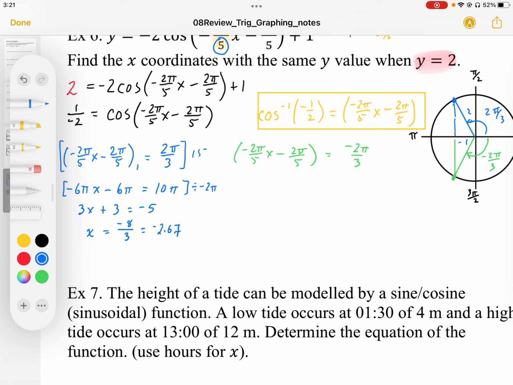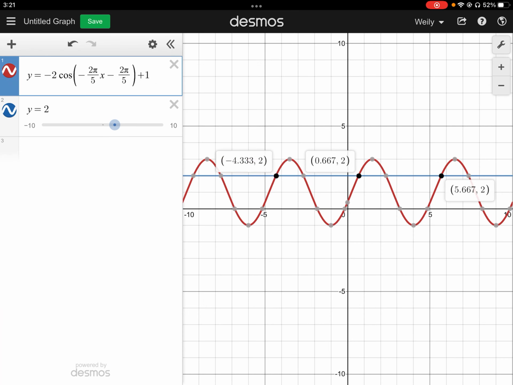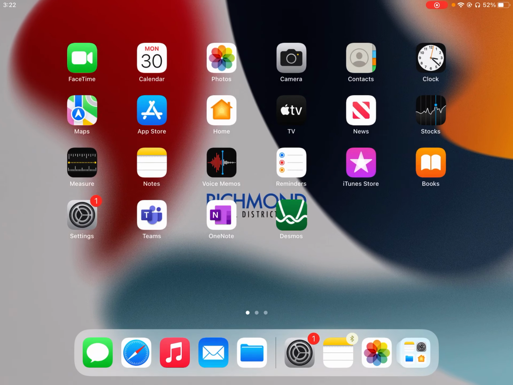Now if we take a look at our graph and look at my solution, I've got a solution here at negative 2.67. There it is, negative 2.67. So that's one solution.